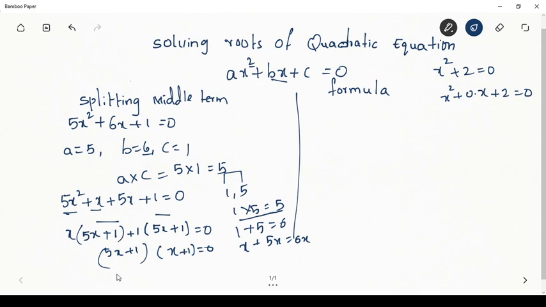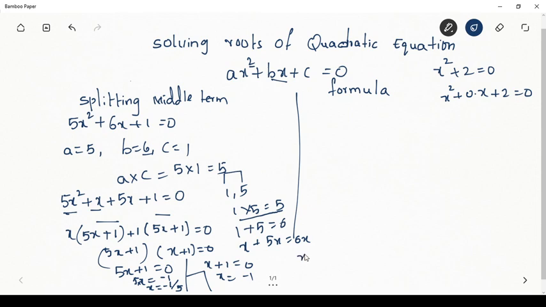So now we have to split the things. 5x plus 1 equals 0, and x plus 1 equals 0. If I take plus 1 to the other side, it will be minus 1. x is equal to minus 1 by 5. Here, multiplication on one side becomes division on the other side. And next here x equals plus 1, other side minus 1.